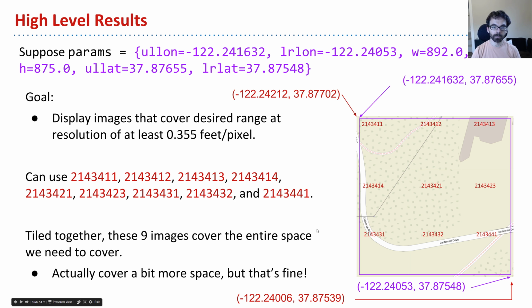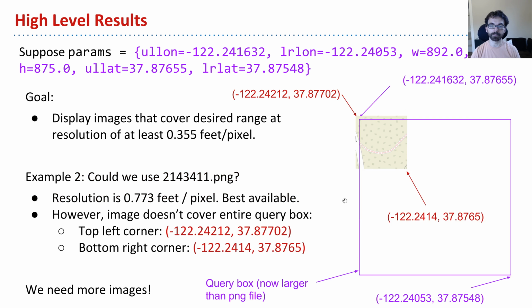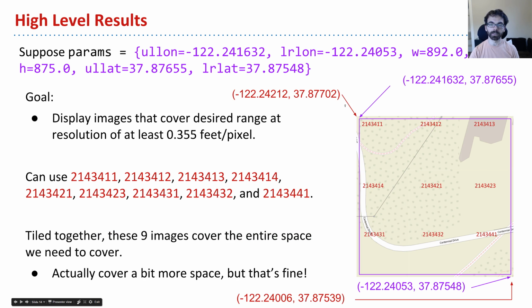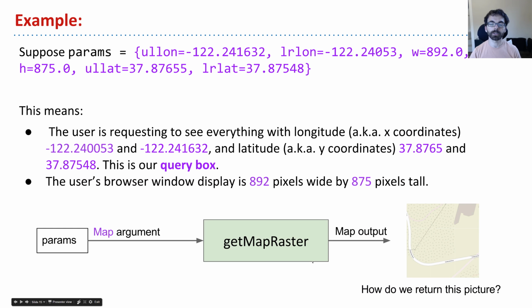And that's fine. Ultimately what we get is images that cover the desired range at least this resolution. We weren't able to do that because we don't have 9-digit file names, but these will work fine because this is the best we got. So that's ultimately what we got. The last thing I want to say before I talk about where these numbers come from is how we return our result.